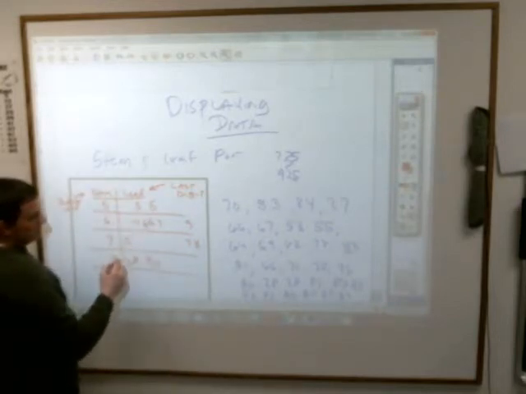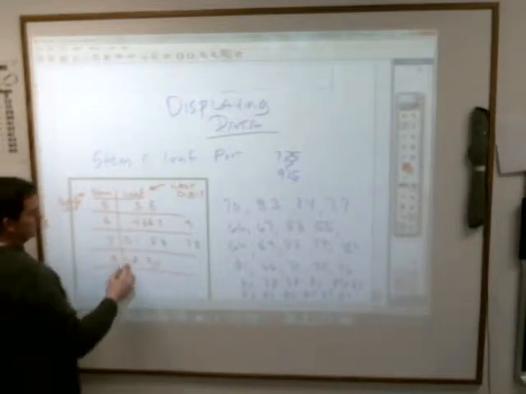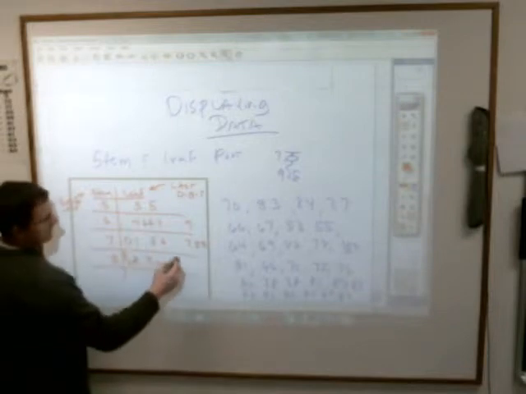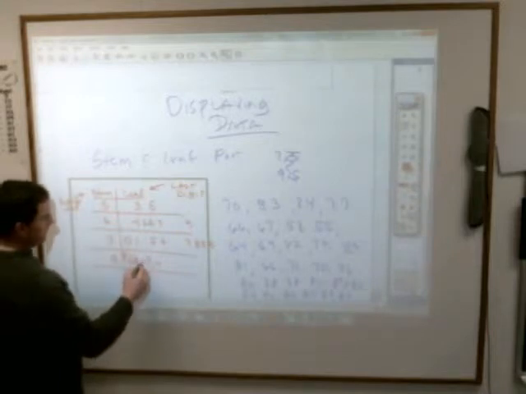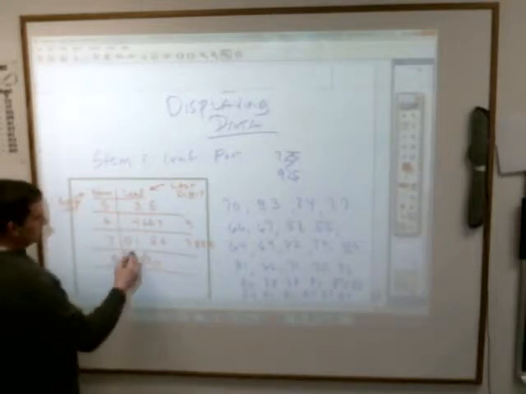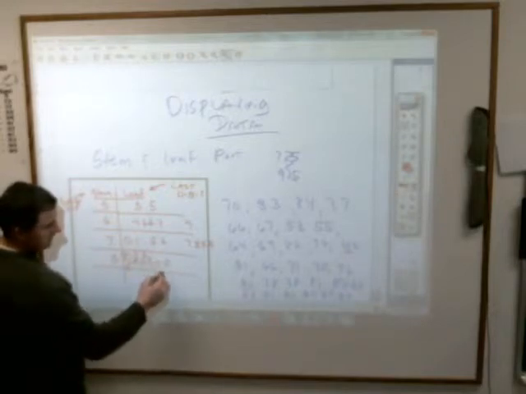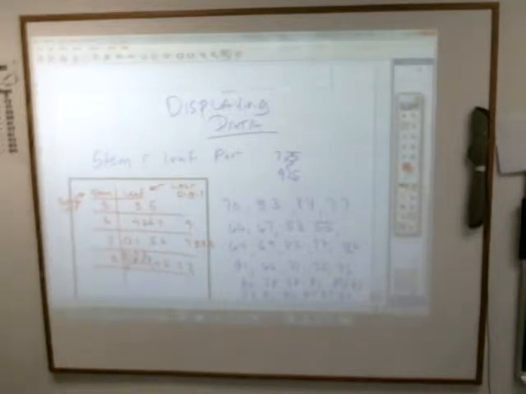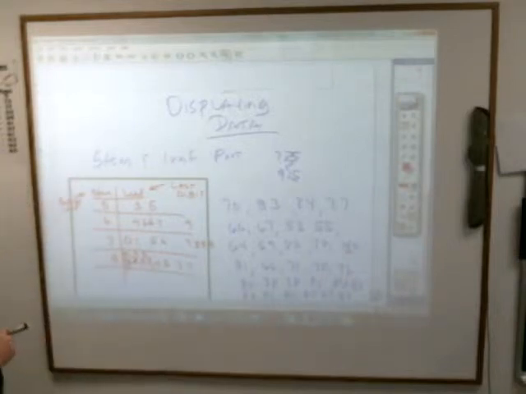66. I have to put a second 6 there. 71, 75, 76, 80. 0 there, 78, 8 there, another 78, 81, another 1 there, 83. Usually I have a little more room than this. 82, 81, 80, 85, 87, 87. Did I miss a couple? Do you have three zeros?